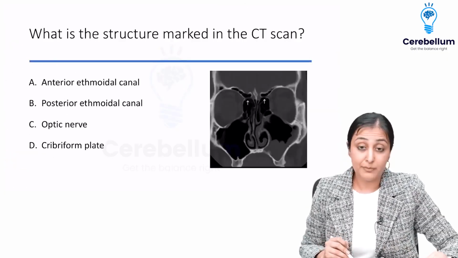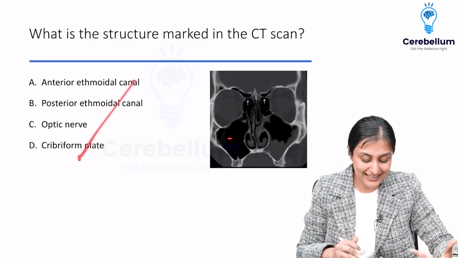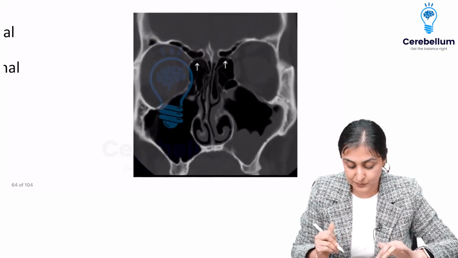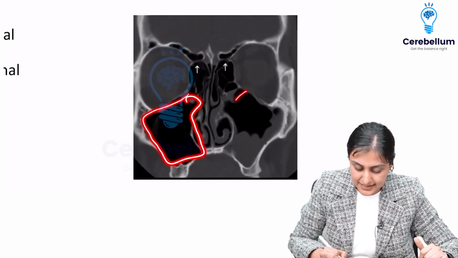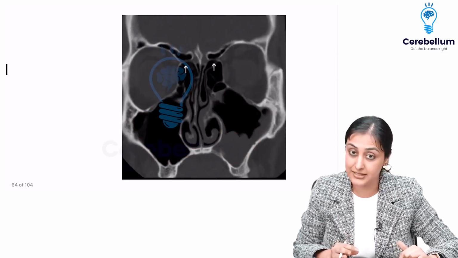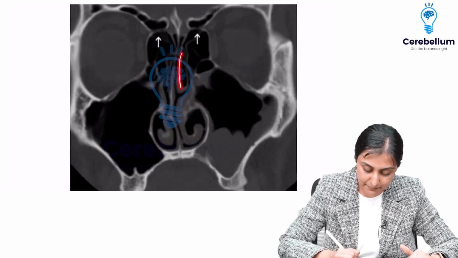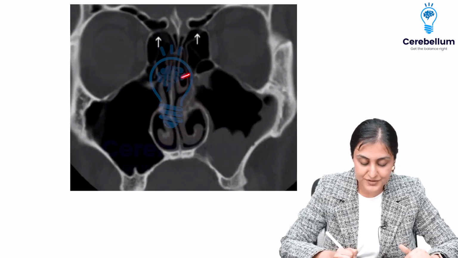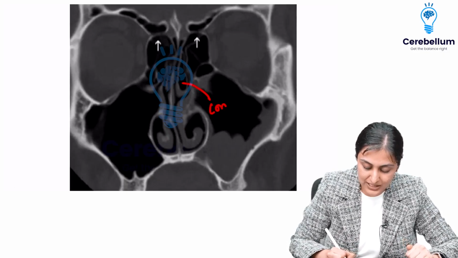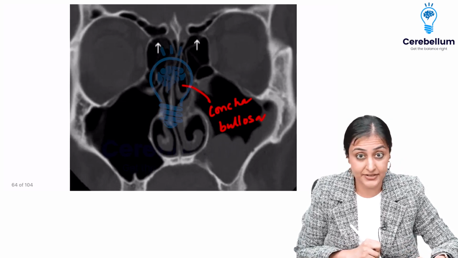Next, what is the structure marked in the CT scan? Apparently, students found this to be a tough question, but let's see if you can eliminate, even if you can't really answer this prospectively. This is a CT scan of the paranasal sinus. First of all, these are the maxillary sinuses, and you can see there is polypoidal thickening of the left maxillary sinus. These are the inferior turbinates. These are the middle turbinates. You can see that on the left side, the middle turbinate has some air. A pneumatized middle turbinate is called concha bullosa. So this is a middle turbinate which has air in it, right?